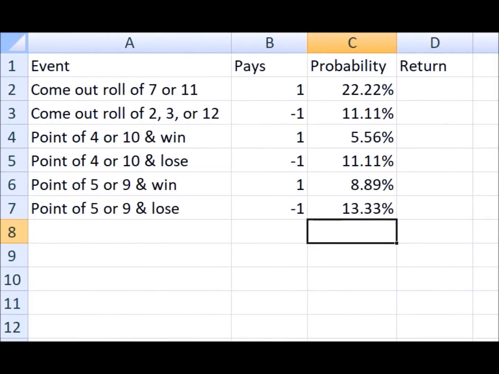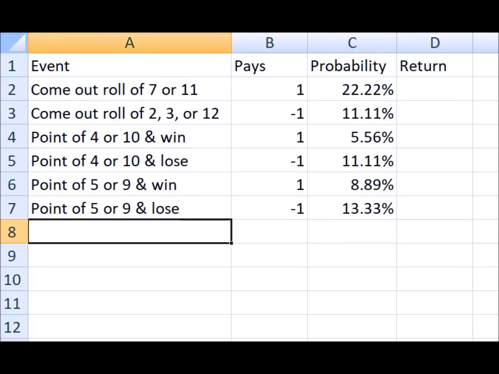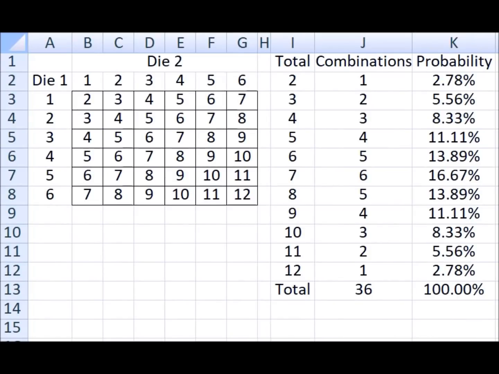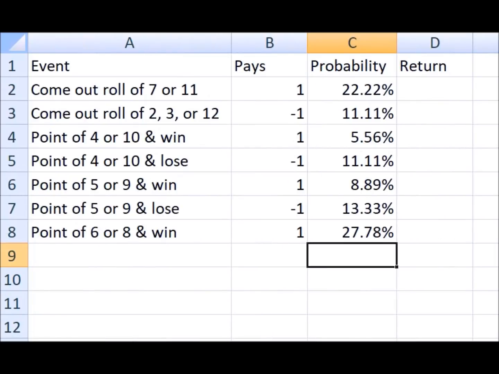Yes. So there's a 13.33% chance of rolling a 5 or 9 on the come out roll and then going on to lose. Another possible outcome is rolling a 6 or an 8 on the come out roll and then going on to win. The probability of rolling a 6 or an 8 on the come out roll is 27.78%, but again, not all of those ways result in a win.